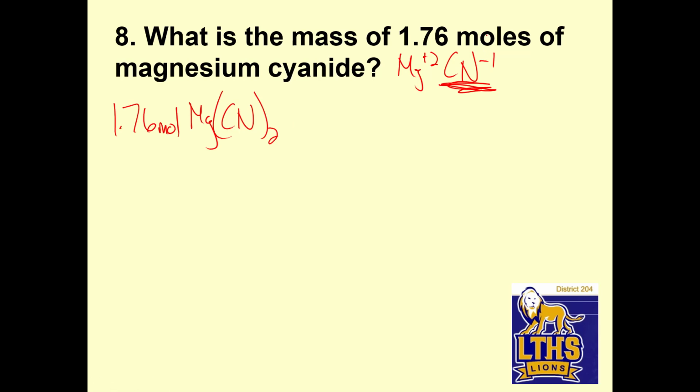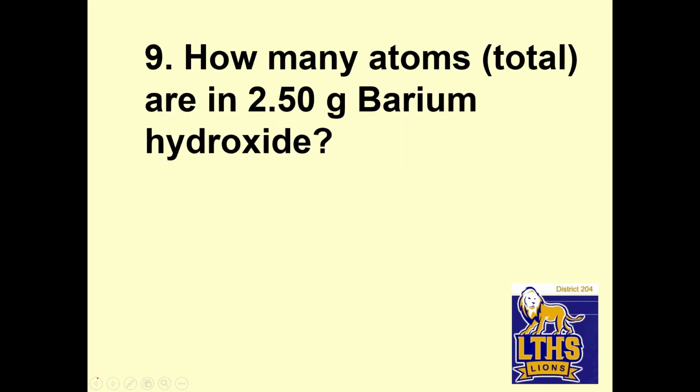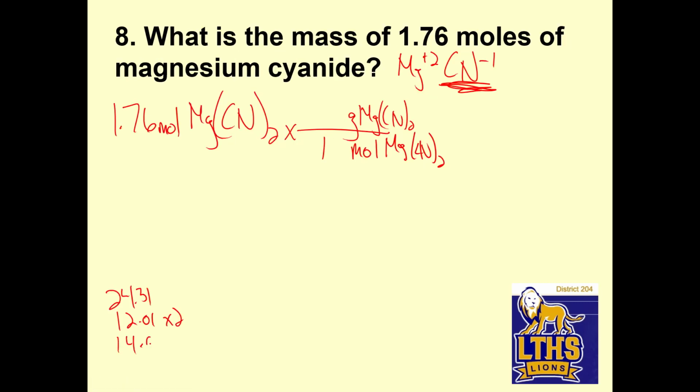All right, so we want to convert this into mass. I'm going to put a mole on the bottom of magnesium cyanide, and I'm going to go into grams of magnesium cyanide. Little g stands for grams, and little g stands for go to the periodic table. On the periodic table, magnesium is 24.31. Carbon is 12.01 times 2, and nitrogen is 14.01 times 2. The times 2 means I have 2 carbons and 2 nitrogens.